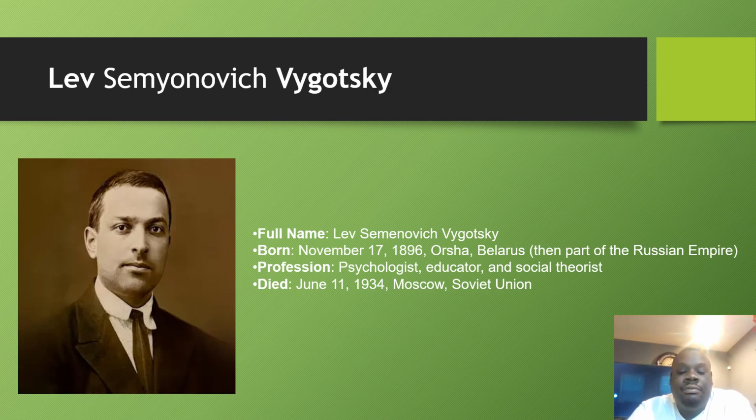Lev Vygotsky, whose full name is Lev Semenovich Vygotsky, was born November 17, 1896, to Jewish parents in Russia. By profession, he was a psychologist, educator, and social theorist. But when he attended college in Moscow after the ban on Jews was lifted, he studied philosophy and law. He would later die June 11, 1934, in Moscow, the Soviet Union, from tuberculosis.